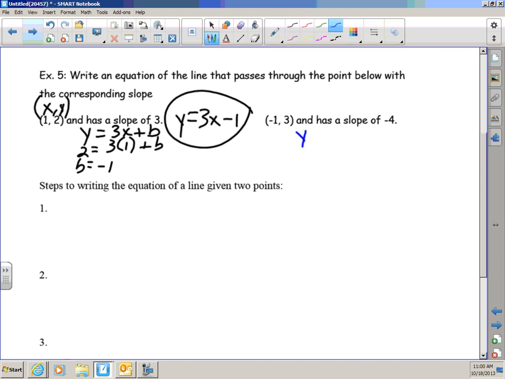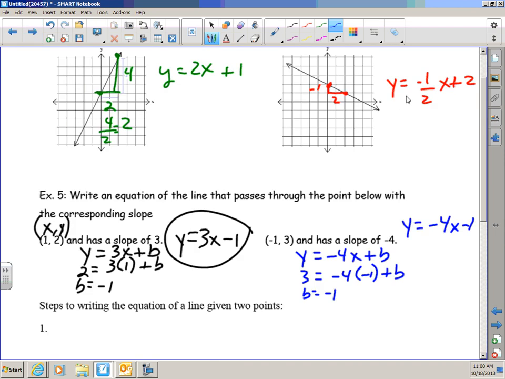Same thing here. Now I substitute in. Coincidentally, b is negative 1 again. And I can write my equation.